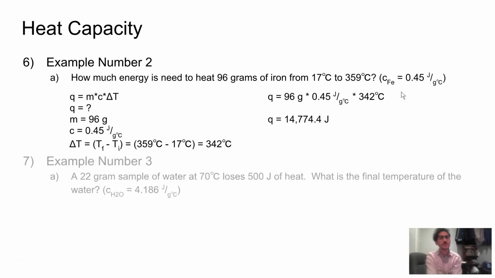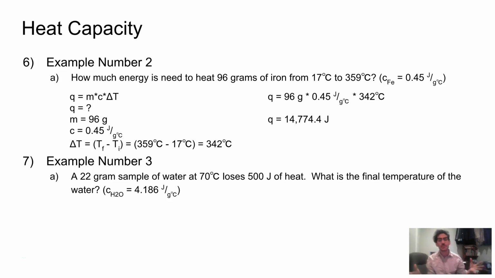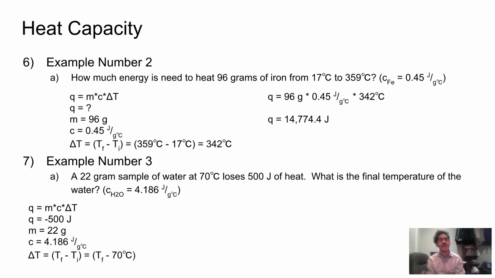Let's do one more problem. This one's a little bit spicier. In this one, we've got 202 grams of water at 70 degrees Celsius, and it loses 500 joules of heat. What's the final temperature going to be? Well, we're going to approach it the same way. Here's our equation. And so we know Q, we're losing heat. So that's negative heat. Heat we're giving away. So that's negative 500 joules. And we've got our mass. And we've got our specific heat. Sorry. And delta T is a little funky here.